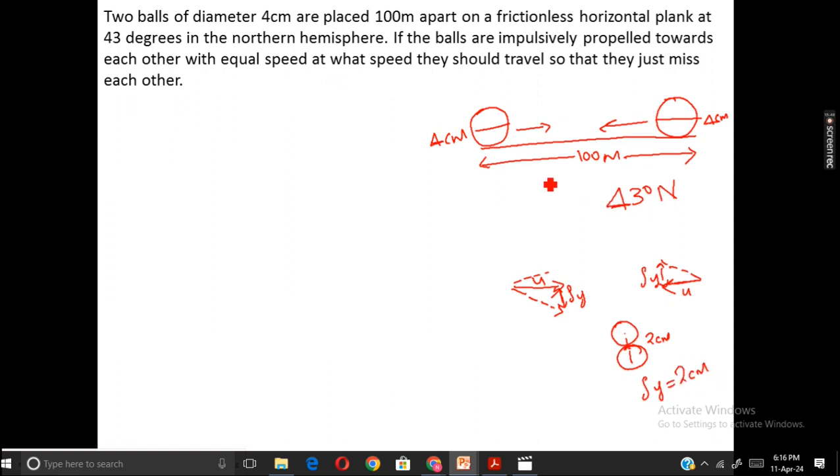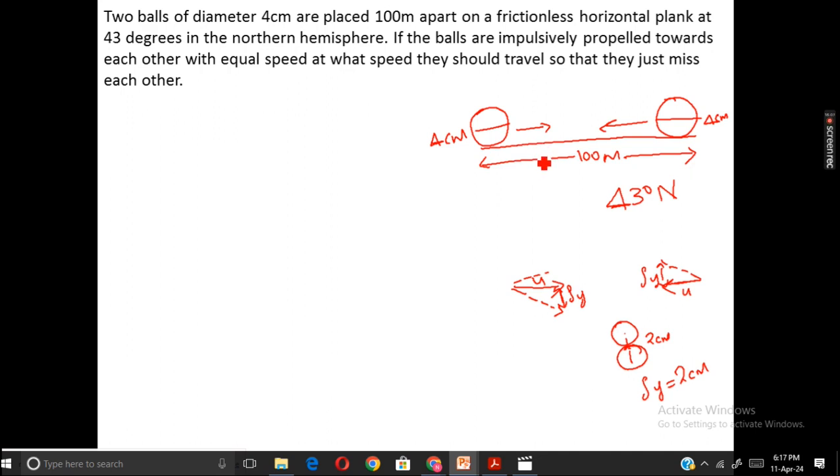Okay, I think the things are clear. So basically in the question, there are two balls, each having a diameter of 4 centimeter, kept at a distance of 100 meter from each other, and the balls are moving at the same velocity. So we want to calculate the velocity.